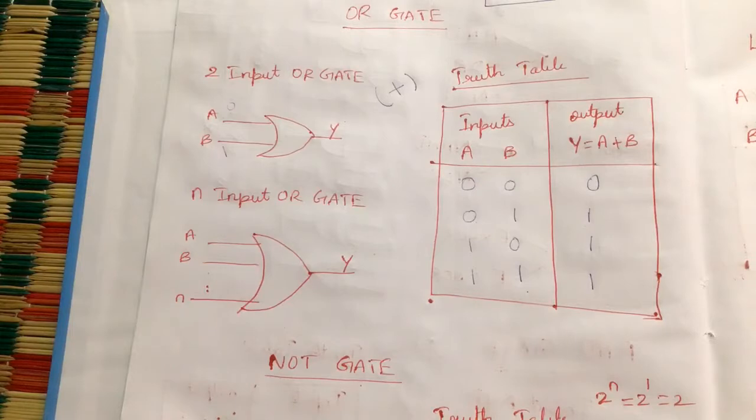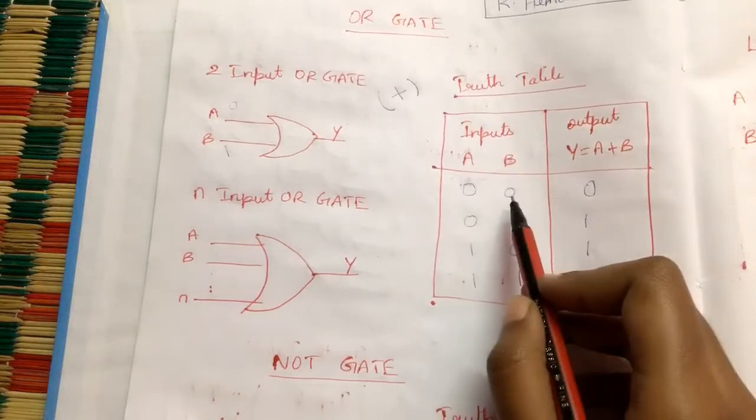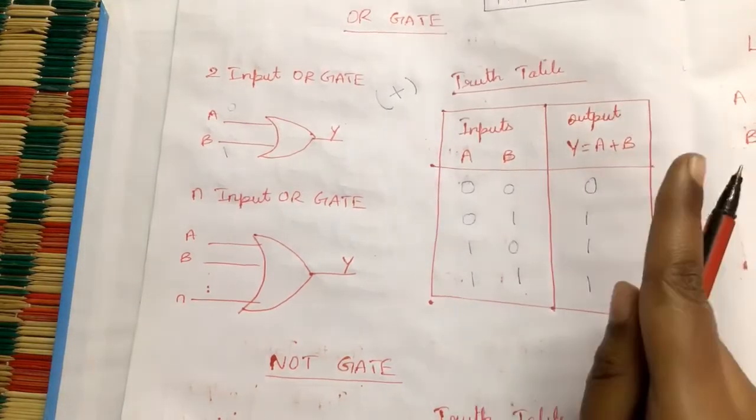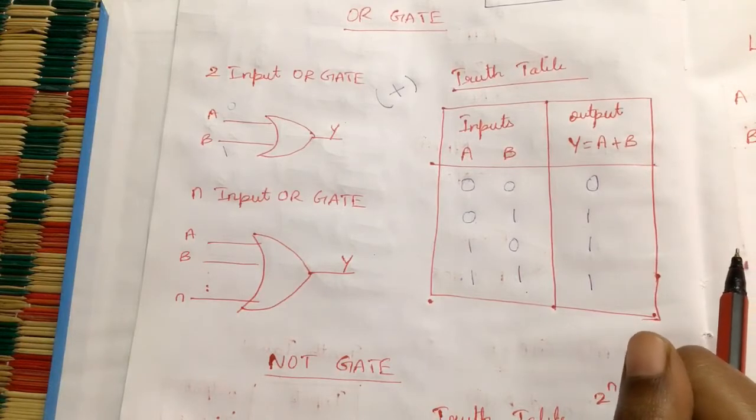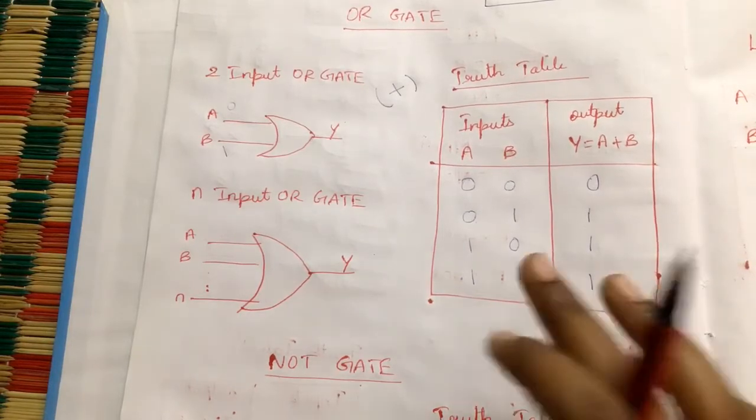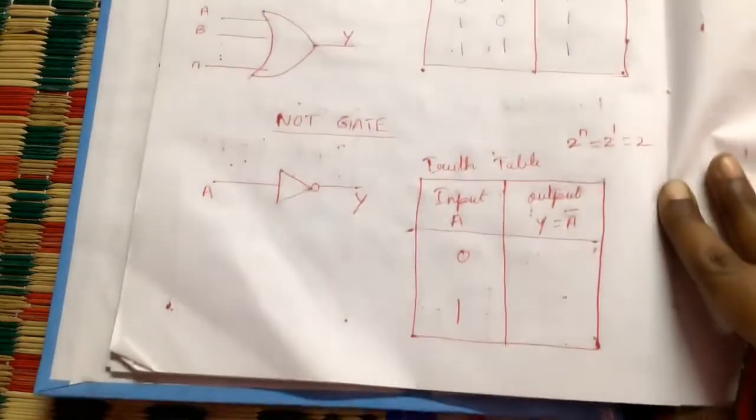This OR gate is said to be high when any of the inputs is high. Suppose the A input is 1 or the B input is 1. If any one input is high, then the output is high. Okay, so next is the NOT gate representation.